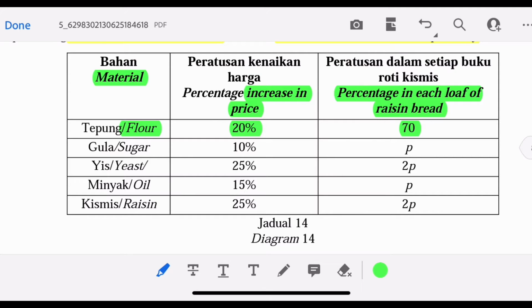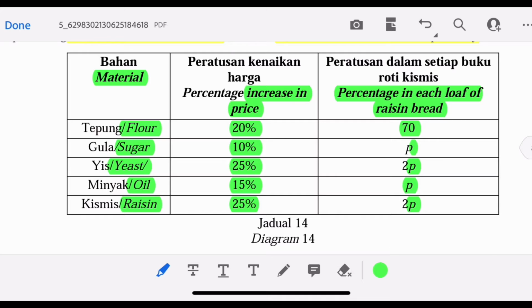This is a weightage. Sugar increases 10%, weightage is P. Yeast increases 25%, weightage is 2 times P. Oil increases 15%, weightage is P. And raisin increases 25%, and the weightage is 2P.